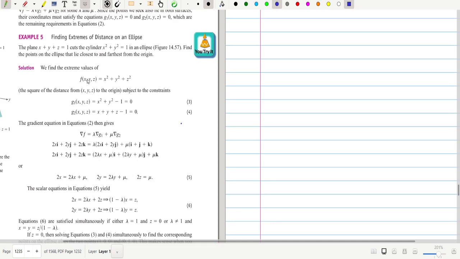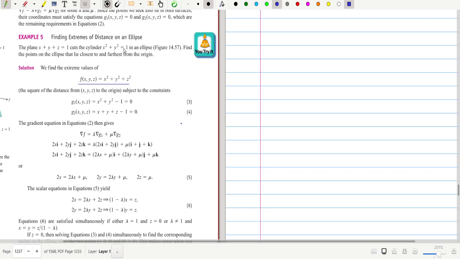The last problem is we have a function. We need to find out the extreme values of the function f of x y z equal to x square plus y square plus z square with two constraints. The two constraints are xy plus x plus y plus z equal to 1 and x square plus y square is equal to 1. So here we have two constraints rather than one.